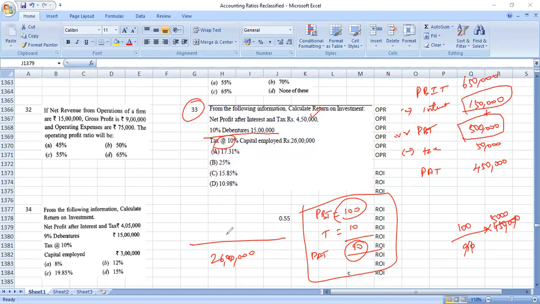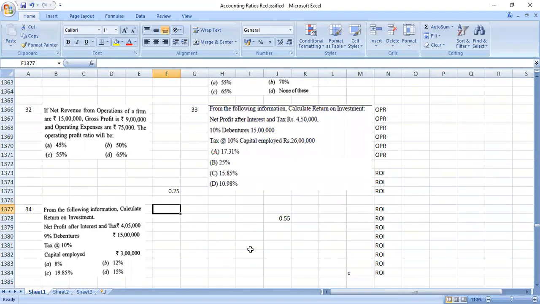Return on investment formula: profit before interest and tax 6,50,000 divided by 26 lakhs. So that will be 25%, my dear children. All right, moving forward.